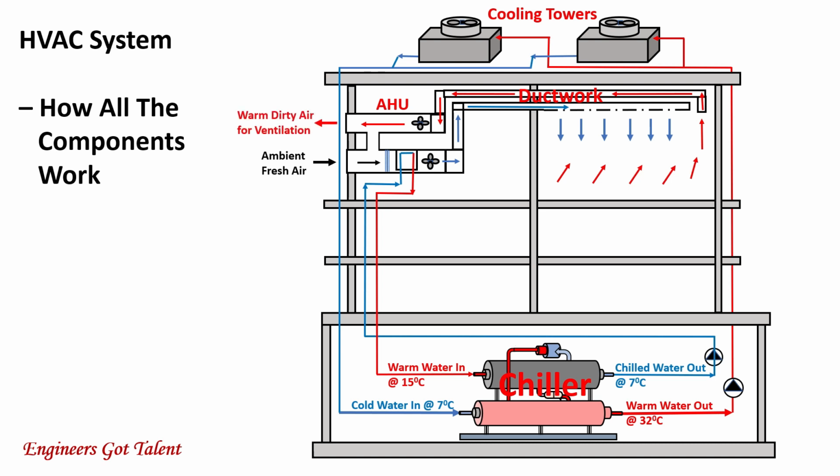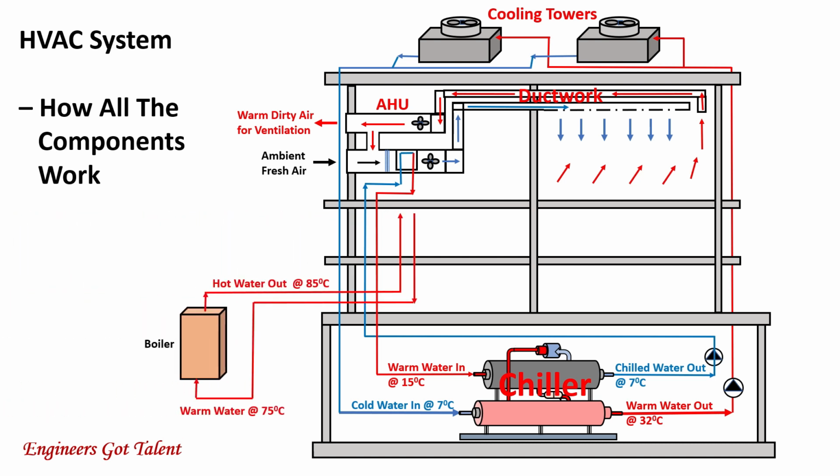This is called ventilation. Before ventilation, some of the dirty air is diverted back for recirculation to the AHU and to the rooms. When heating to the rooms is required, a boiler provides hot water at 85 degrees Celsius to the heating coils at the AHU and heats up the incoming outside air. By heat exchange, the hot water cools down to 75 degrees Celsius and is pumped back to the boiler.